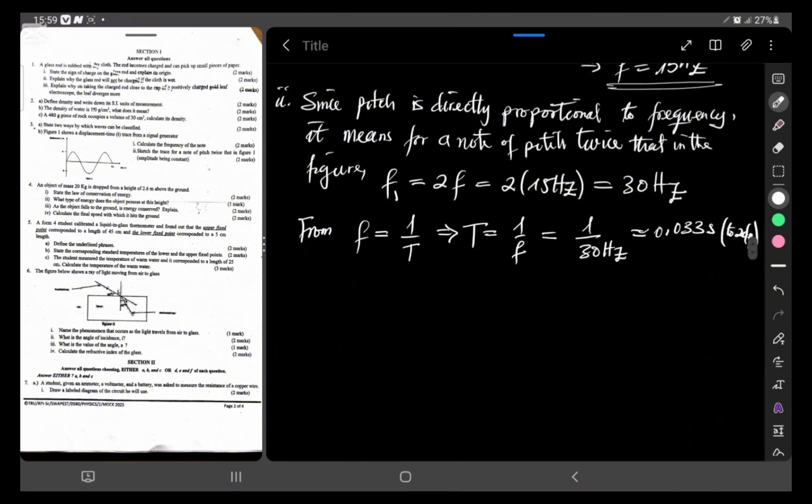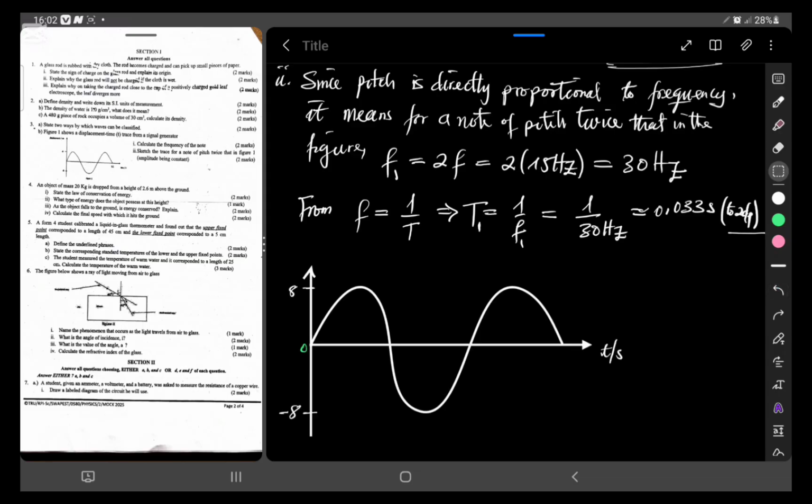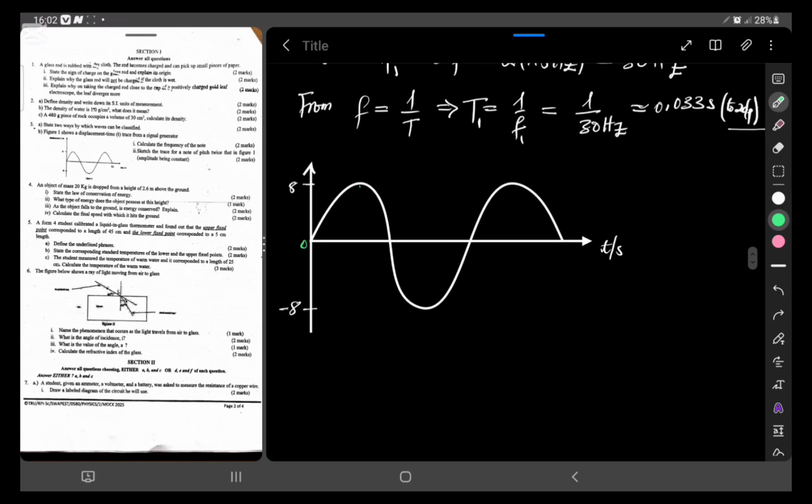Now, if we have the new period T1C of value 0.033 seconds, the diagram will be as such, wherein the amplitude remains the same. This was a graph of displacement in meters against time in seconds. Okay, so the amplitude remains the same. This will be the amplitude, it remains the same. But as for the period, this period will become 0.033 seconds. Okay, so that's what we are going to have for this case.